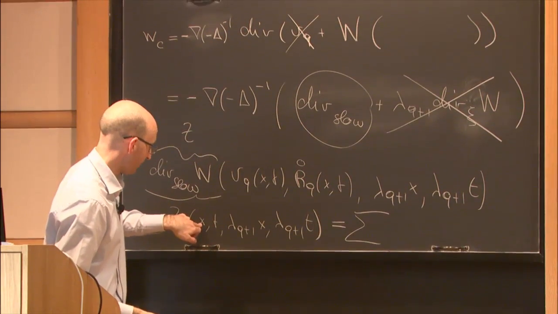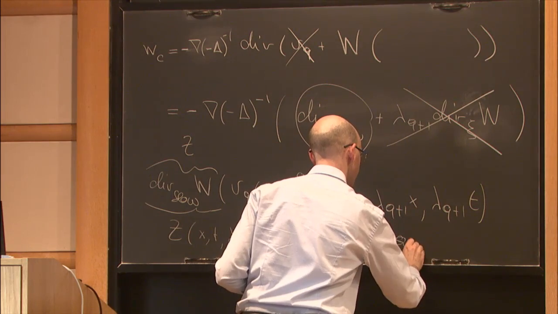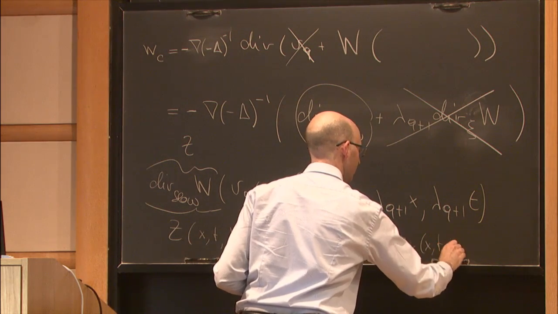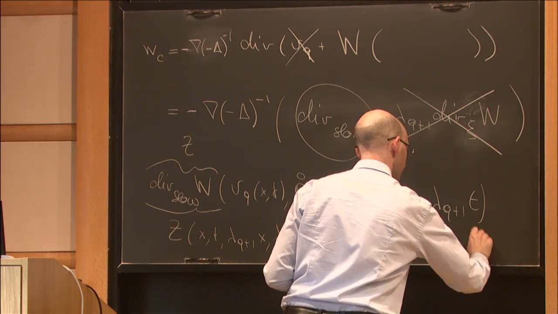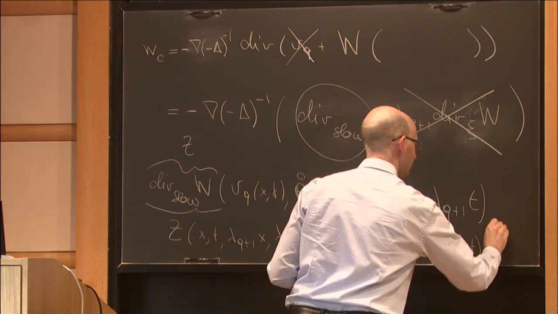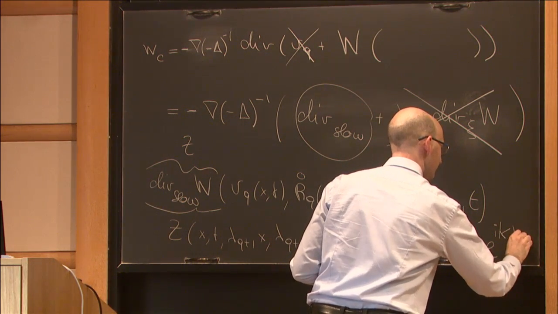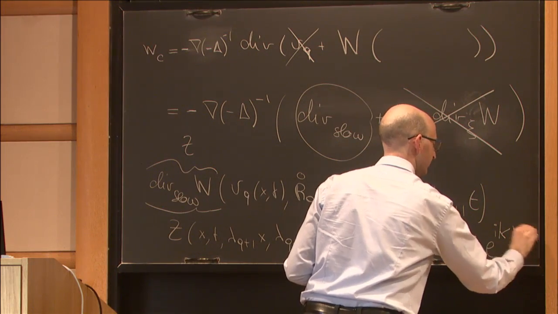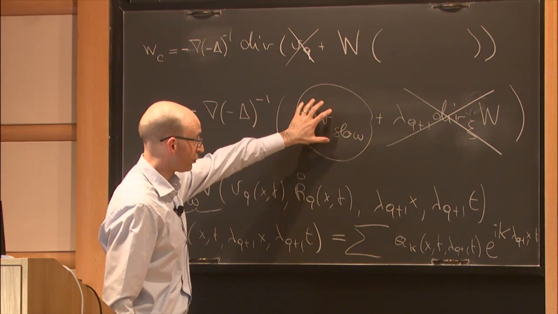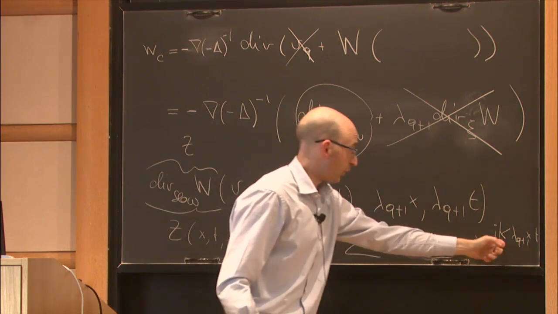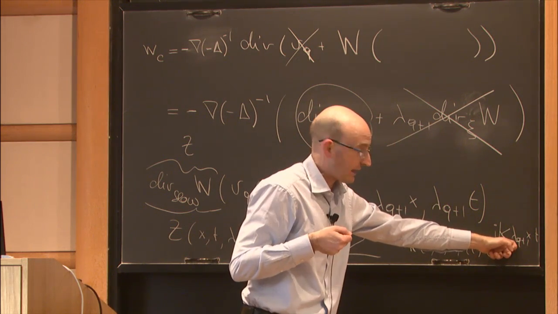So the coefficients will depend on x, t, and say tau. Here I will have some coefficients, let me say a_k of x, t, lambda q plus 1 t, and then I have e to the i k lambda q plus 1 x dot t. Now this operator is pretty explicit. I'm inverting it, integrating this, and I get a 1 over k lambda q plus 1.